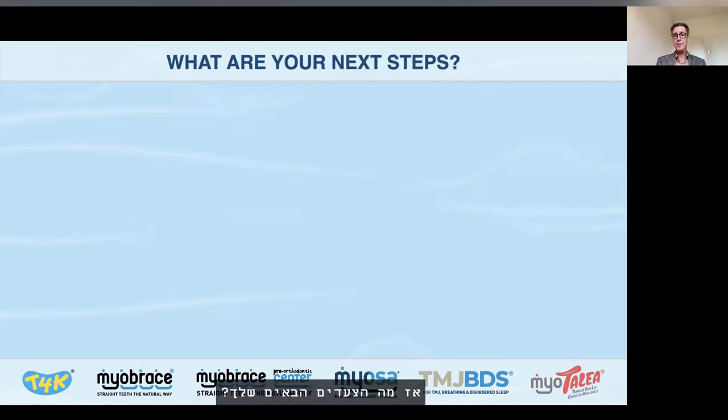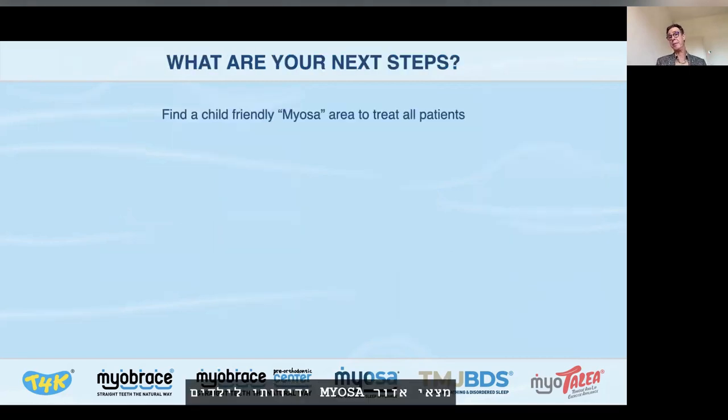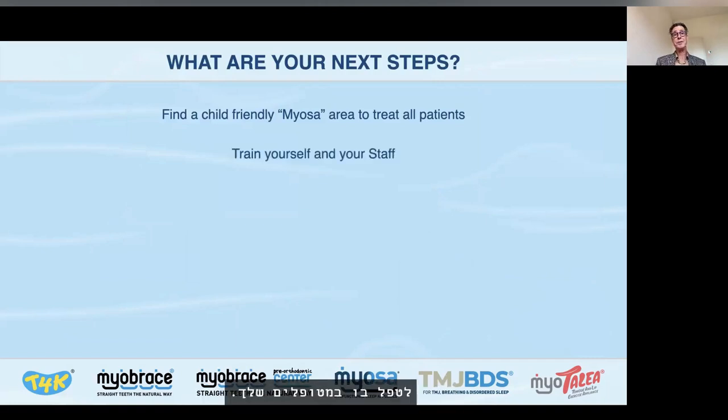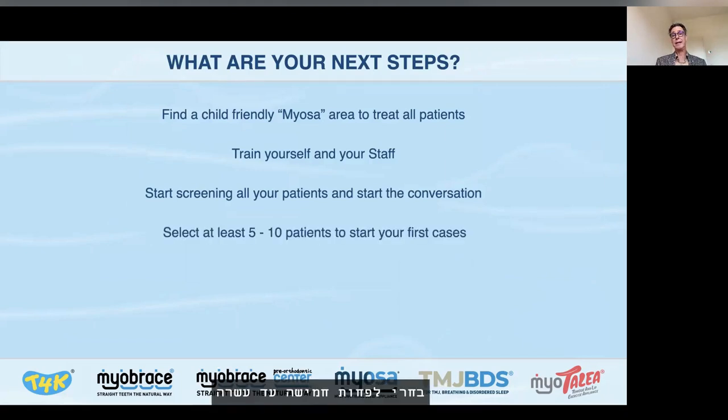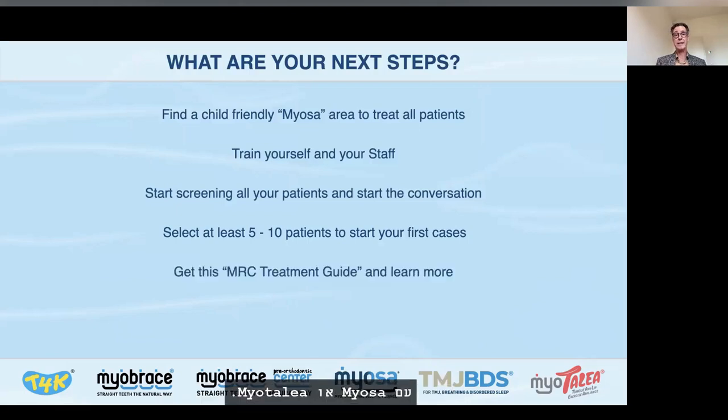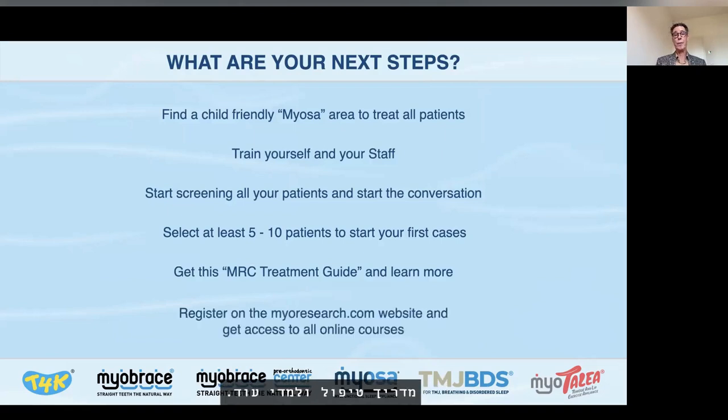So what are your next steps? Find a child-friendly Myosa area to treat all your patients. Train yourself as well as your staff. Start screening all your patients and start the conversation: what's wrong with mouth breathing, why nose breathing is needed, etc. Select at least 5 to 10 patients and start your cases with Myosa or Myotalia. Get the MRC treatment guide and learn more.